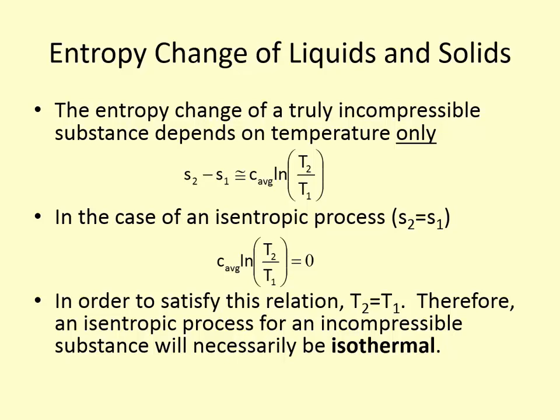If this were to be an isentropic process, we would note that the only way that this particular term can go to 0 is if T2 is equal to T1. So for an isentropic process of an incompressible substance, it also has to be isothermal. In order for this equation to be satisfied, isentropic for an incompressible substance also means that it's necessarily isothermal. Again, this is only valid for incompressible substances, so solids and liquids that aren't close to the vapor region at all.